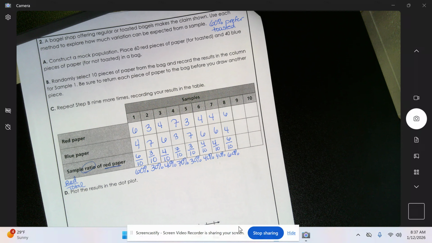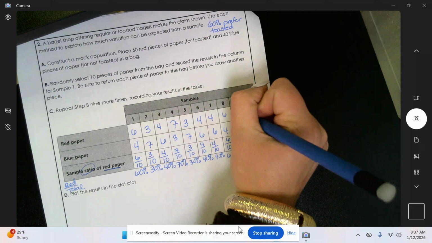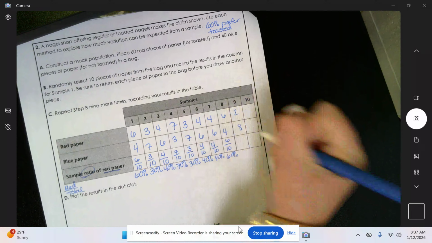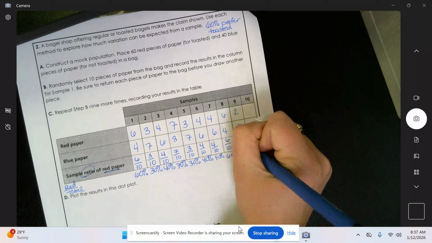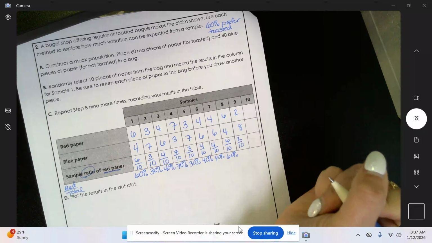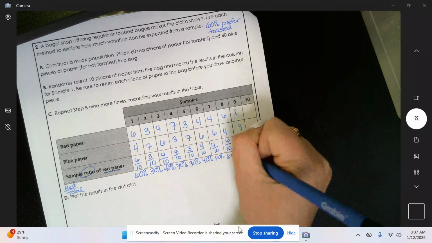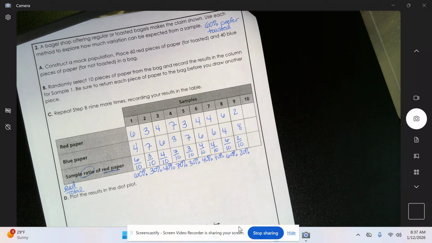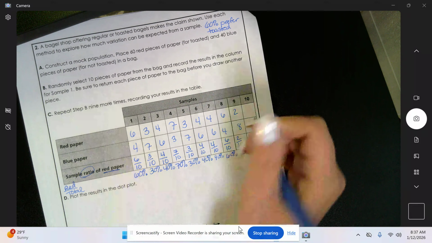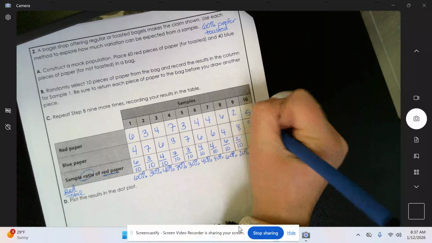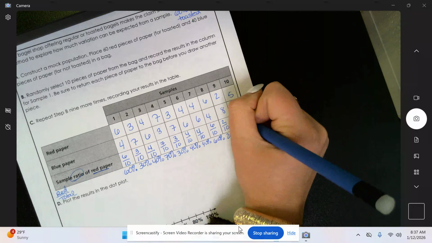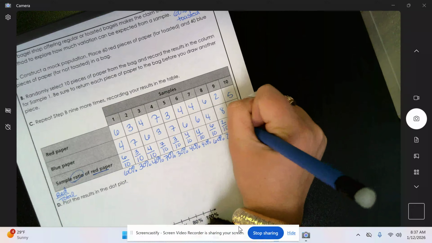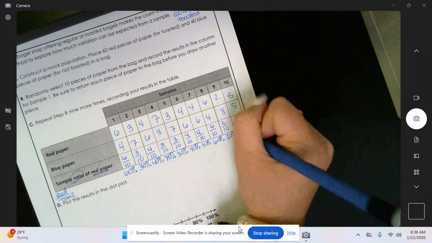Alright, what did you say again? 2 red and 8? Ooh, y'all are real different over there. Y'all sure y'all mix your bags up real good? Alright, 2 over 10, which would be what percent? 20%. Alright, and gentlemen, last but not least, sample 10. Ooh, they were 50-50. Which would be what percent? 50%.